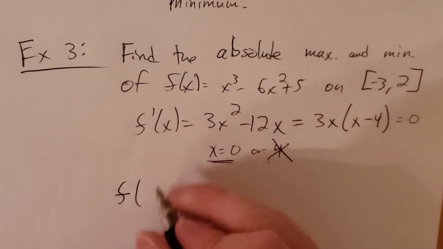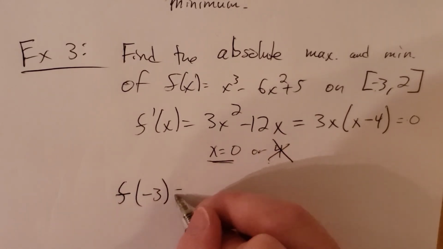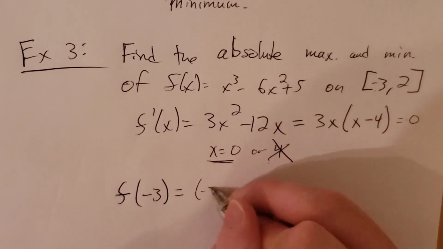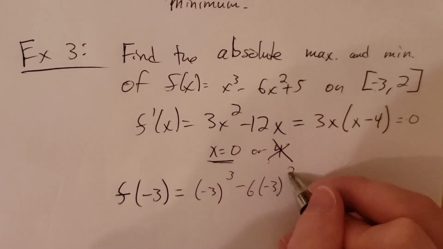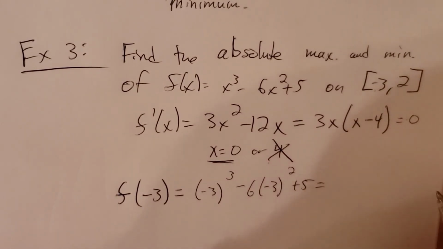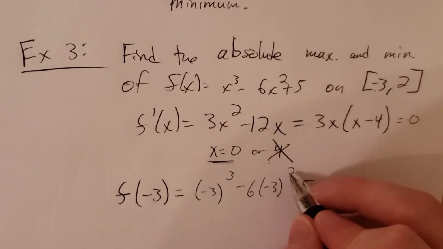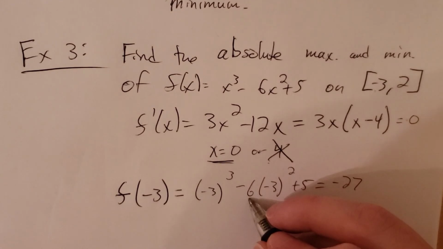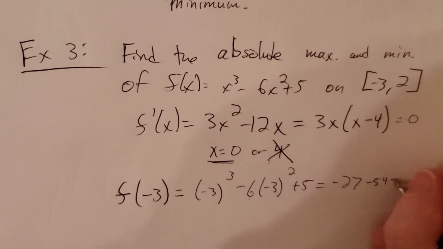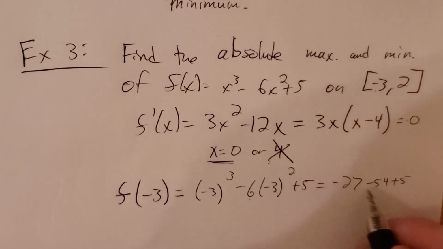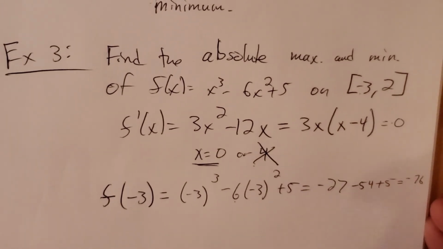Well, let's do that. This means we need to find f of -3. So that is -3 cubed minus 6 times -3 squared plus 5. All right, this is -27. This is a 9 times a -6. So 9 times -6 is -54 plus 5. This is -81 plus 5, which is -76.